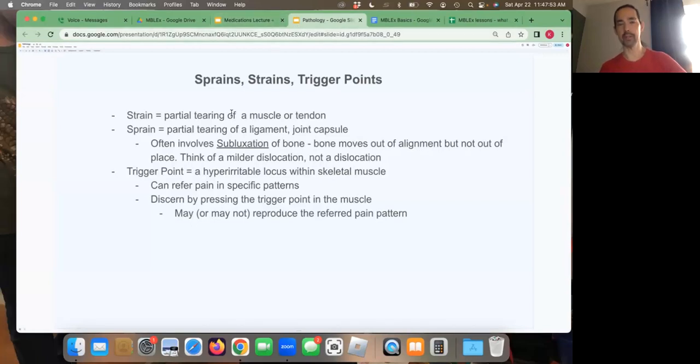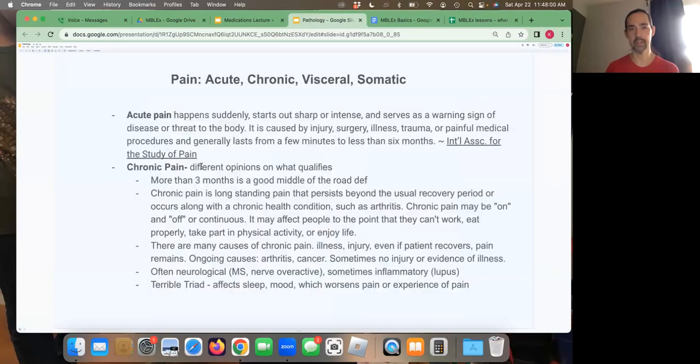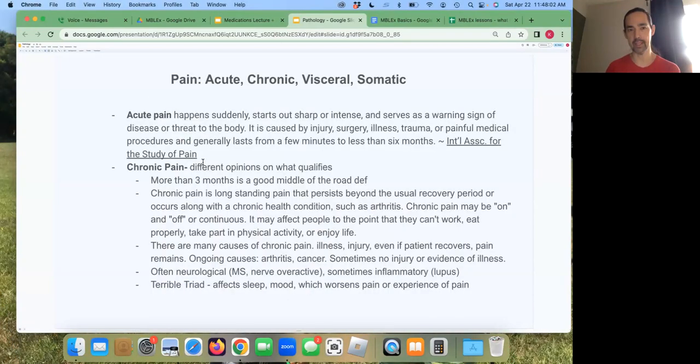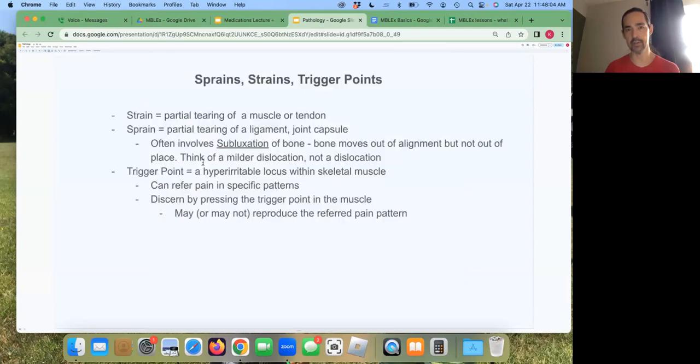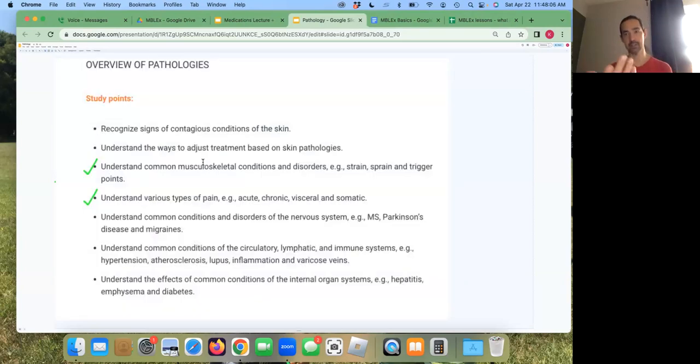So the pathology includes all the local and systemic contraindications, and then a summary of different kinds of pain, acute versus chronic. There's only 3 more slides, so let's finish pathology and then go to medications.